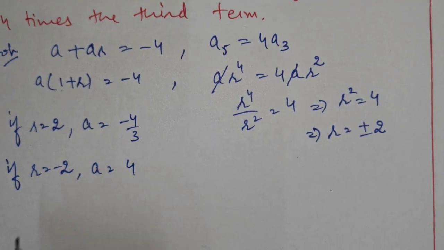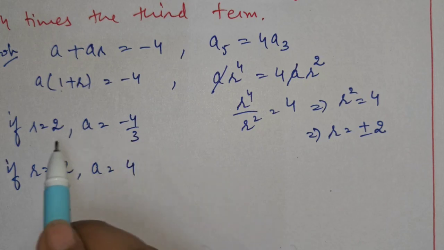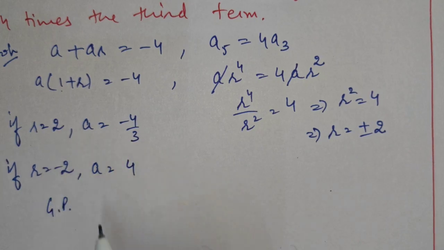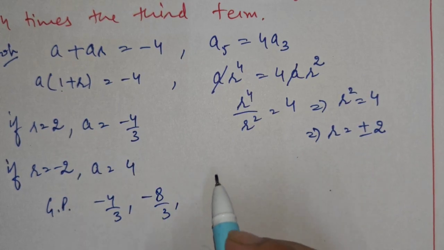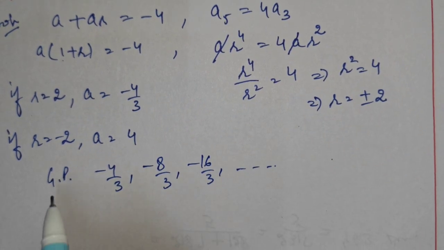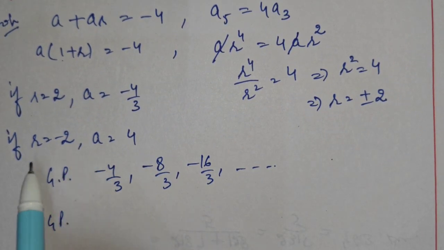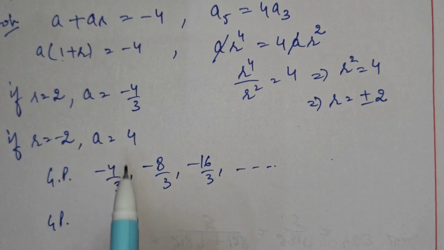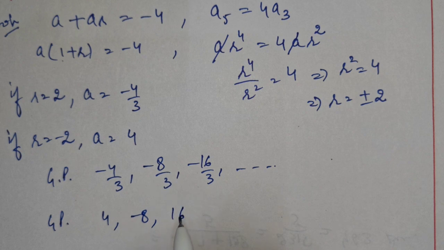So in both the cases, what GP do we get? If the value of a is -4 upon 3 and r is 2, then the GP will be -4/3, -8/3, -16/3 and so on. And in the second case, if r is equals to -2 and a is equal to 4, then the GP will be 4, -8, 16 and so on. So these are the required two GPs.